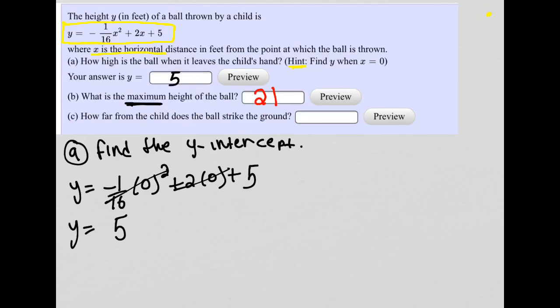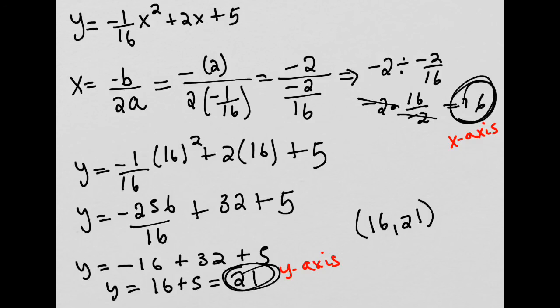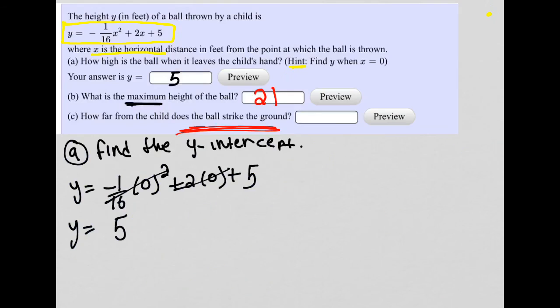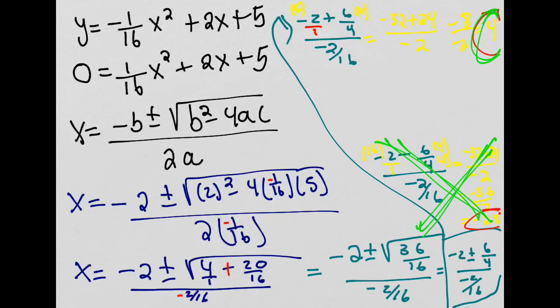Okay? Let's go back to the problem. How far from the child does the ball strike the ground? So we're looking for the x value. So we're using the quadratic formula. Now we're looking for a distance. So distance can definitely not be negative. So we're going to go ahead and cross this answer out, because we're not needing it. So our answer is a positive 4, which goes right here. Okay? So we answered 3 questions for this example.